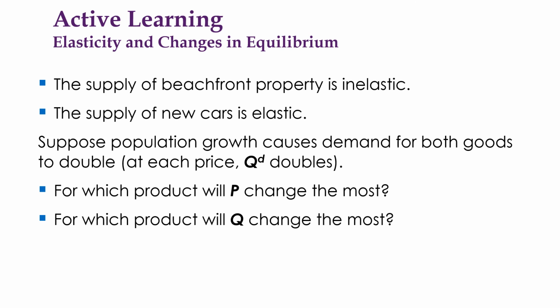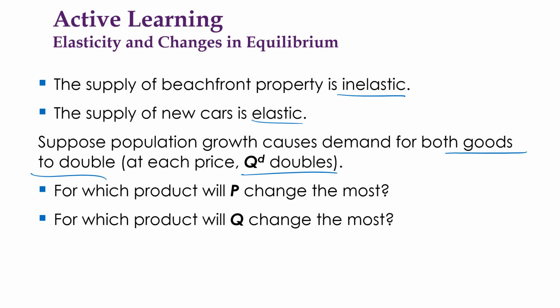All right, so let's do a working example. The supply curve of beachfront property is inelastic, right? Beachfront property is rare. It's more scarce than other property. So therefore it is more inelastic, or less elastic, excuse me. The supply of new cars, we're going to say in this case, is elastic. Suppose population growth causes demand for both goods, beachfront property and new cars, to double. So at each price, the quantity demanded doubles.